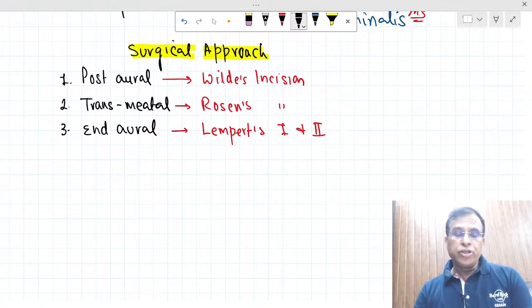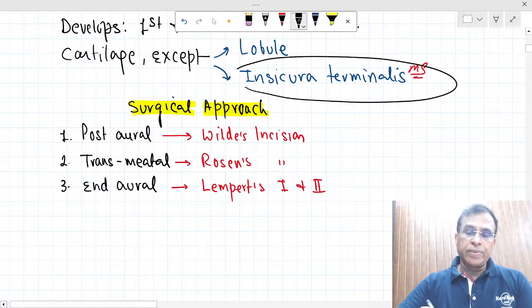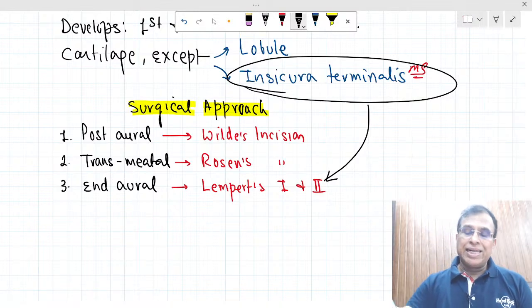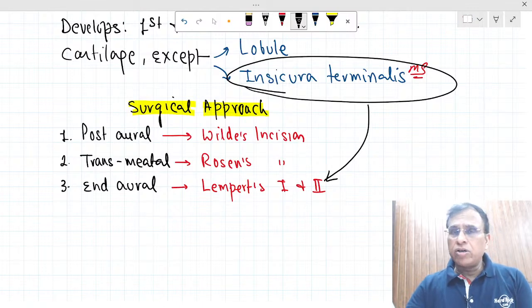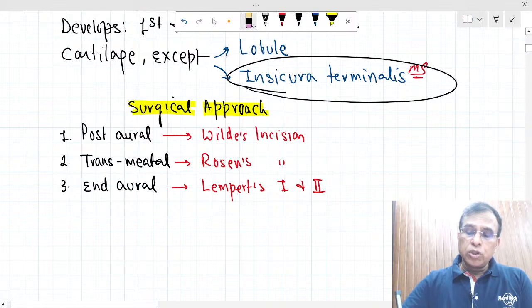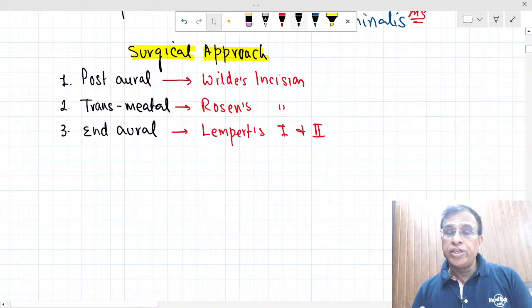So out of the 3, which one do you think passes through the incisura terminalis? The last one. Lempert's passes through the incisura terminalis. Just remember that. But Lempert's in practice is not very commonly used. So if I ask you, out of the three, which approach and incision is most commonly used for ear surgeries, the answer is the first one.